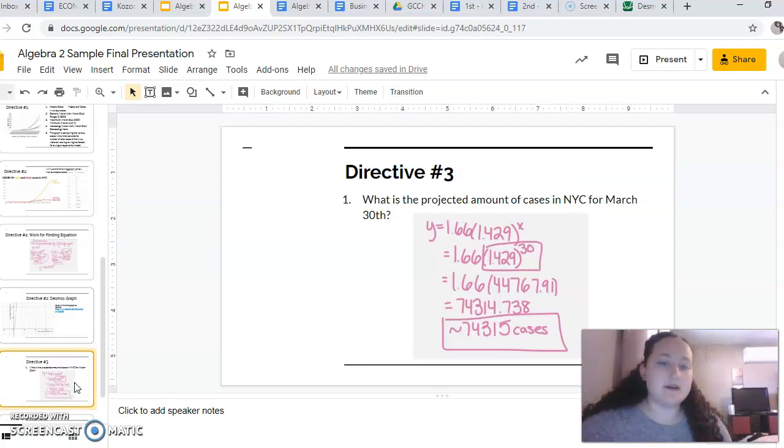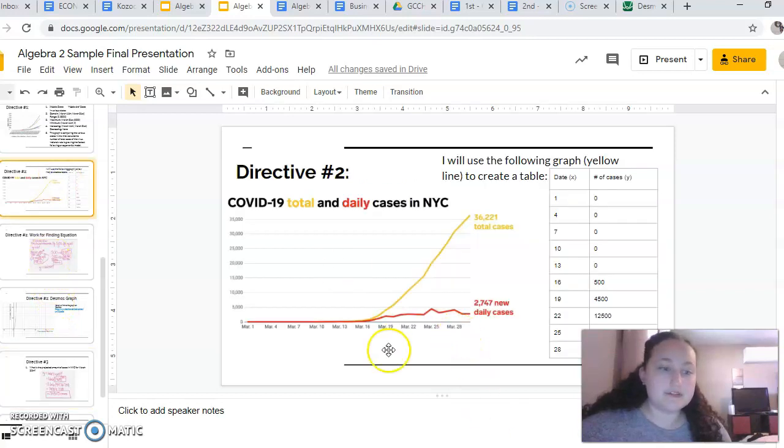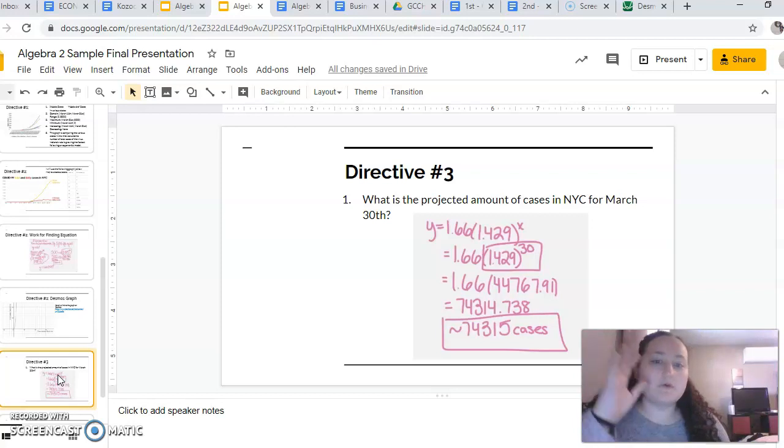Okay, now we're on directive 3, and this is kind of the fun part, I'll say. You want to create 2 word problems, and you're going to solve them based on the graph or the equation you just used. Okay, so the first is doing a projected amount. You're going to take a future number, so something that's not included in the graph. If you notice in our graph, we only went up to March 28th. So my question was, what will be the projected amount of cases for March 30th? And I'm using that equation we just got in part 2.